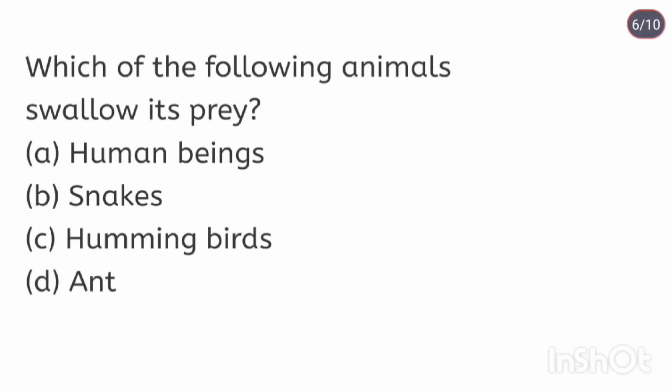Which of the following animals swallow its prey? Snakes. Their jaw is structured in such a way that it allows the mouth to open wider than their own body in order to swallow their prey whole. Snakes do not have the right kind of teeth to chew their food, and they capture the prey whole and swallow it.